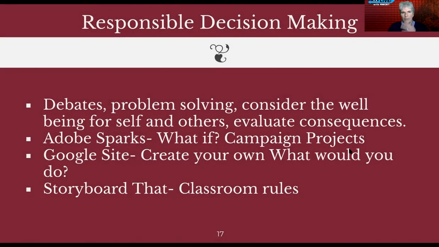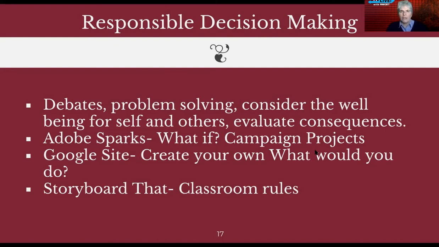So the 3 tools that I've chosen for this, because you can do debates, you can do problem solving, you can think about the well-being of others through worldly events, historical events. Go back to the French Revolutionary War and think about how those people felt, how you feel about those things. What decisions should they have made? A what if situation. I love what ifs.